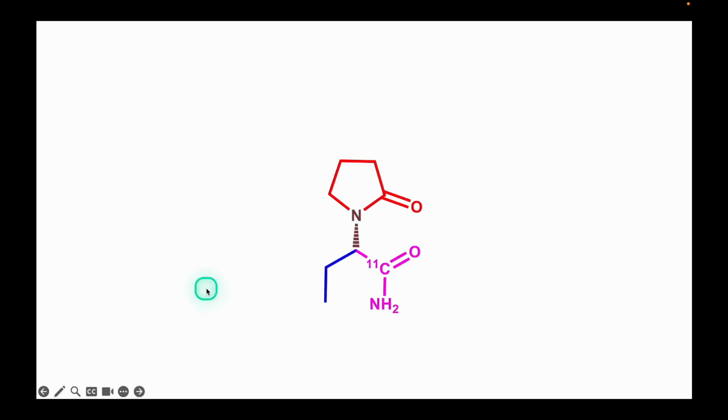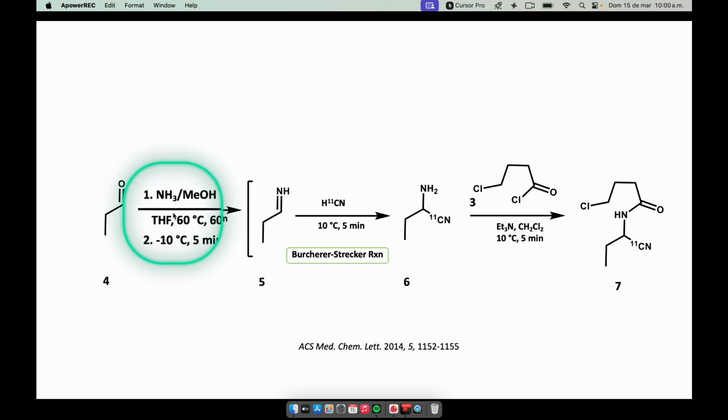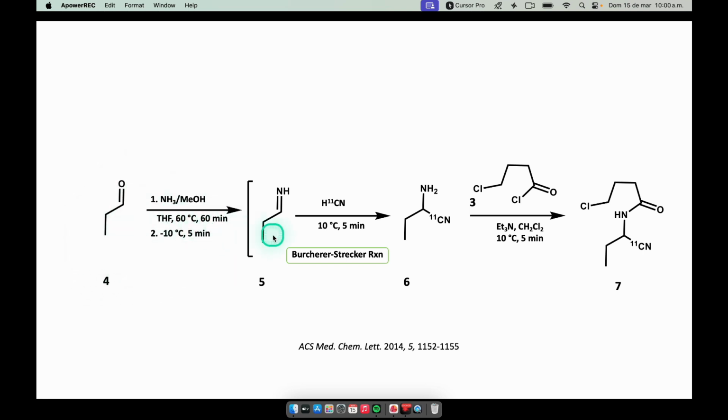Preparation of levetiracetam labeled with carbon-11. The reaction of propanol 4 with ammonia forms compound 5, which contains an imino group, to which the cyano group coming from hydrogen cyanide labeled with carbon-11 is added, to form cyanoamine 6, which then immediately reacts with chlorobutanoyl chloride to first form amide 7.